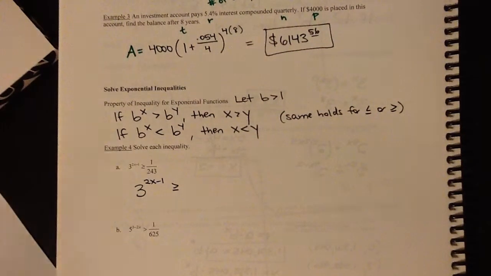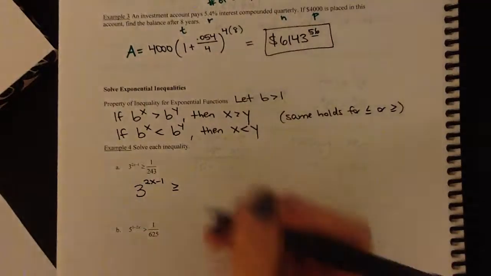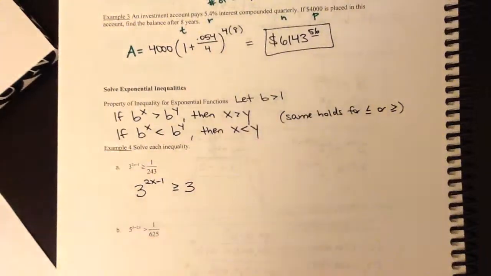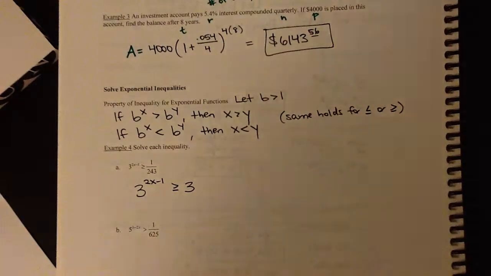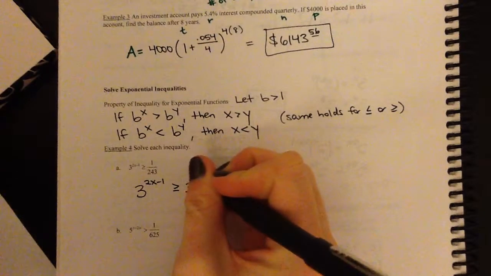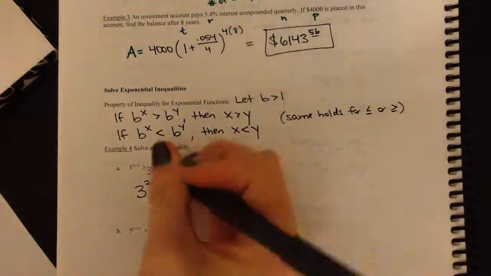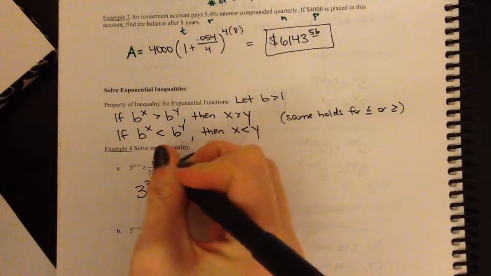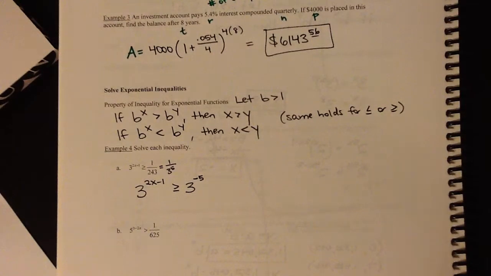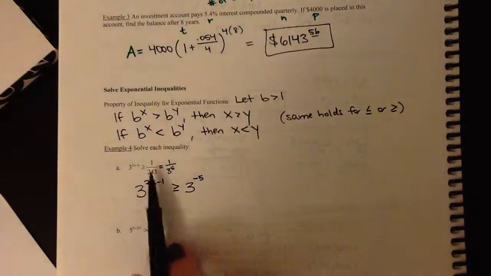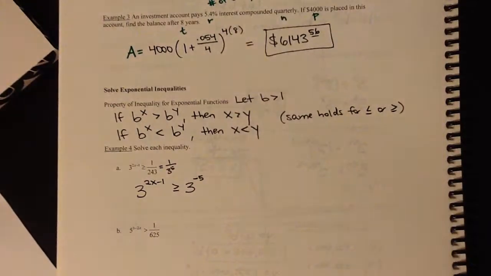Now 1 over 243, we need to write that as 3 raised to a power. 243 is 3 to the 5th. That's one of those ones that either you have memorized or you can kind of figure out. And remember, if you see the reciprocal, because it's 243 down in the denominator, that means this would be the negative 5th power. This thing right here would be 1 over 3 to the 5th, so we could write it as 3 to the negative 5th power. Anytime you see a fraction like that, you know it's going to have a negative exponent.